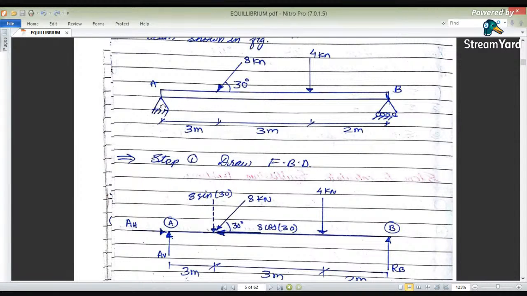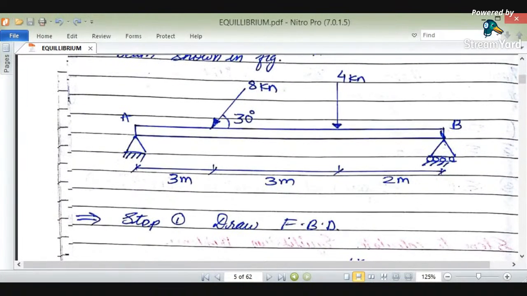And after releasing this hinge support, it has a vertical direction here, and also here there will be a horizontal direction. What about this support B? It is a roller support, therefore it will have only one reaction. Okay, it will have only one reaction.